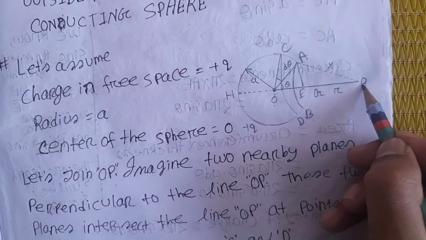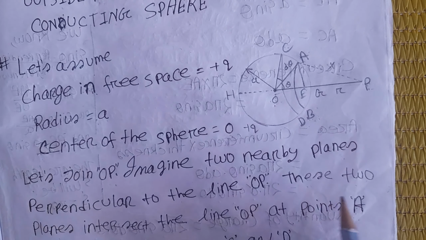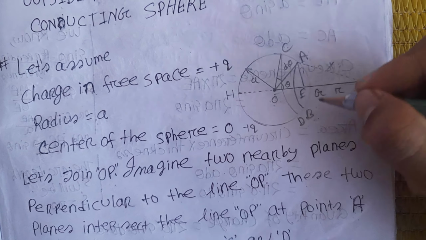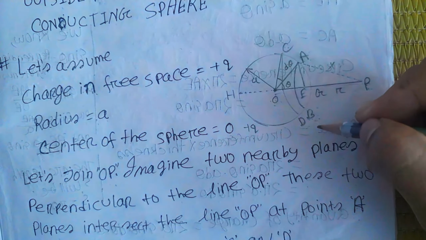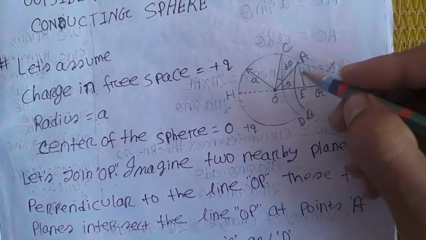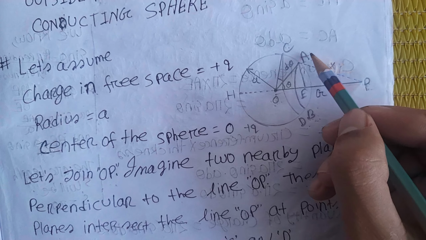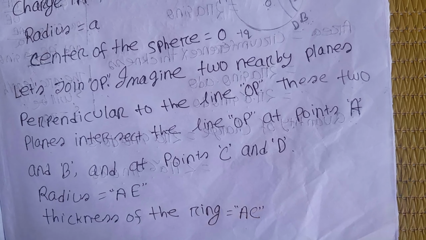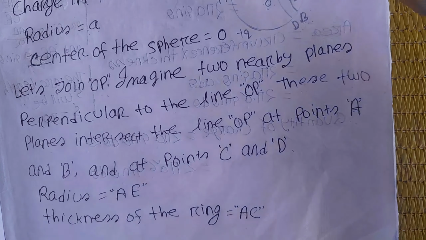Let's join OP. Imagine two nearby planes perpendicular to the line OP. These two planes intersect the line OP at points A and B, and at points C and D. Radius equal AE, thickness of the ring equal AC.